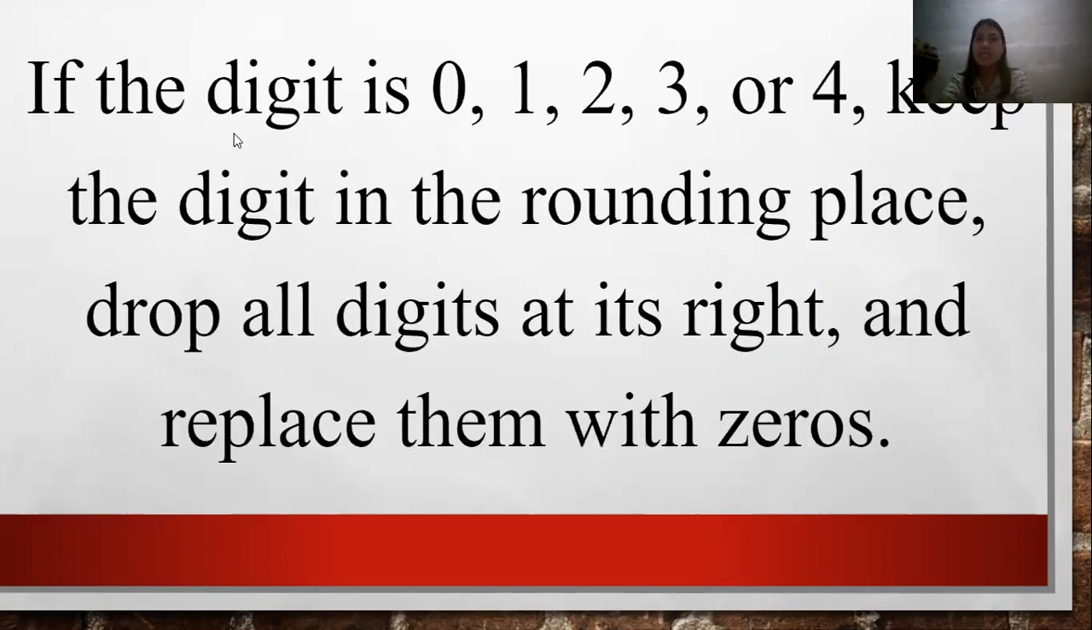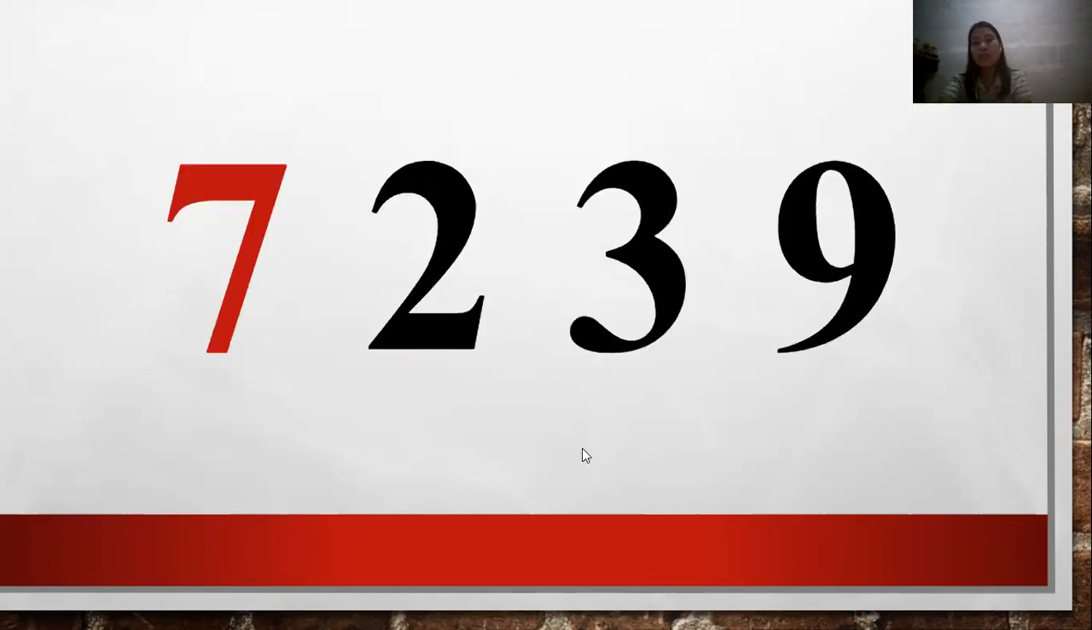Okay, if the digit is 0, 1, 2, 3, 4, keep the digit in the rounding place and drop all the digits at its right and replace them with zeros.